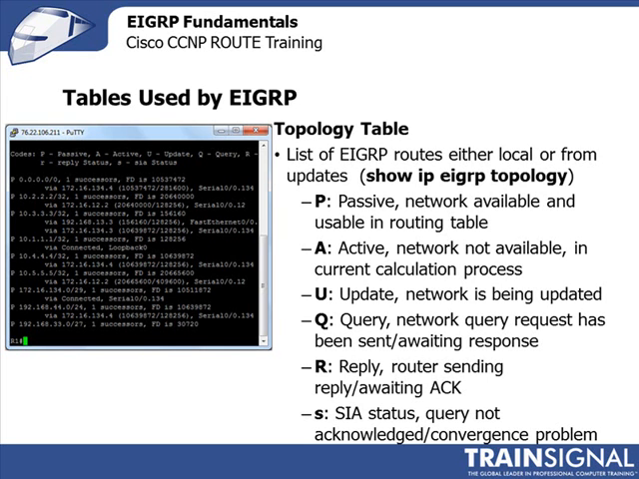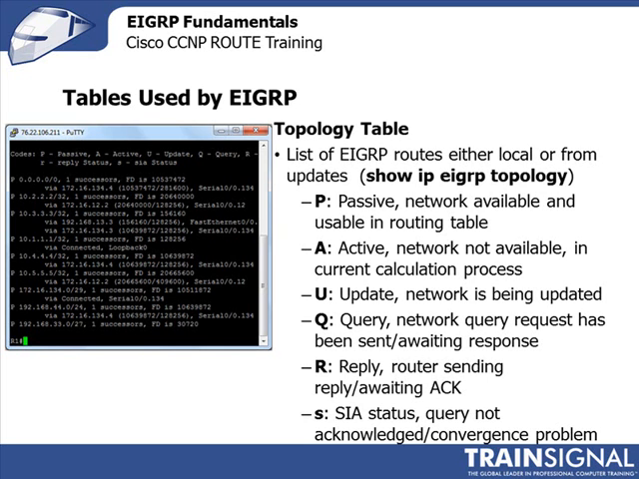So it's important also to understand what these particular acronyms mean. You can see that it's sort of listed at the top, but I want to do a little bit more deep diving on this. So P stands for passive. Passive means that a network is available and it's usable in the routing table. It's not in an active calculation process. A is active, which is the opposite. The EIGRP route is currently in a query, reply, or route calculation process. It's not available for use yet.